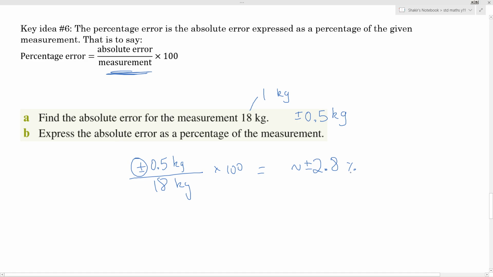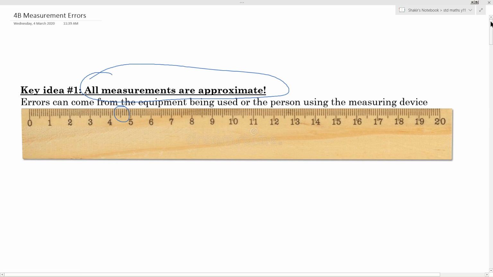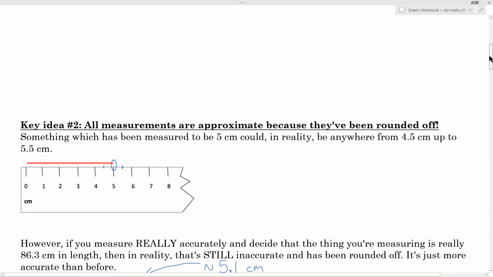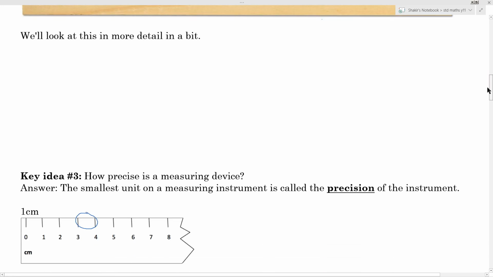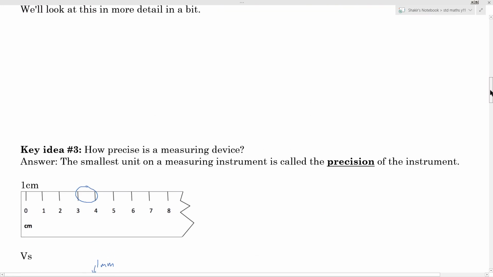So it's not hard per se. It's very robotic. Just try and understand what it all means, and that helps a lot in remembering it. Remember the key idea number one: every measurement is an approximation. They're approximations because they've been rounded off, and everything flows from that. What has it been rounded off from? That's the key idea. That's really all we've done.